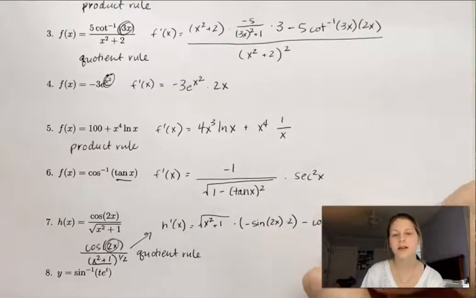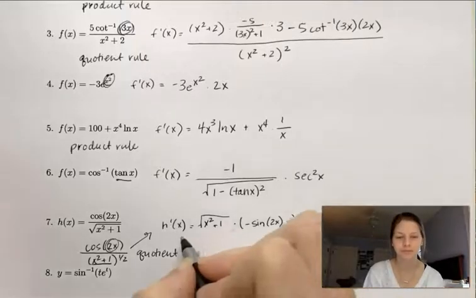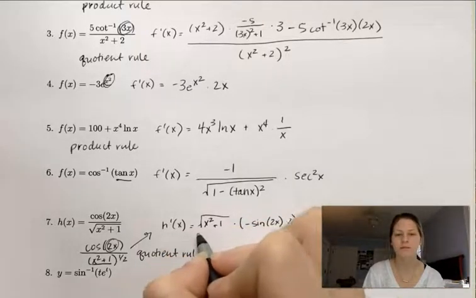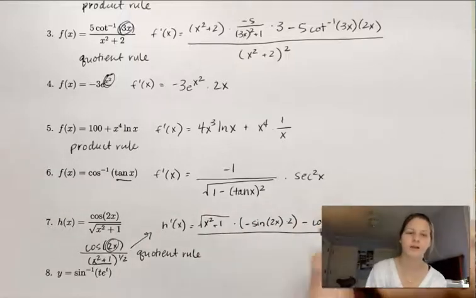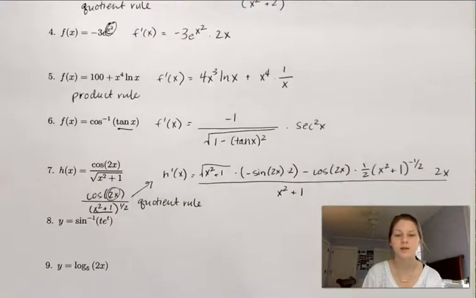So the answer we get is h prime of x equals, so this is low d high minus high d low. So we get the square root of x squared plus 1 times the derivative of the numerator, sorry, low d high, minus high d low. And then we also have to do the chain rule with the 2x, and I circled that here. So that is how we get the answer for that question.